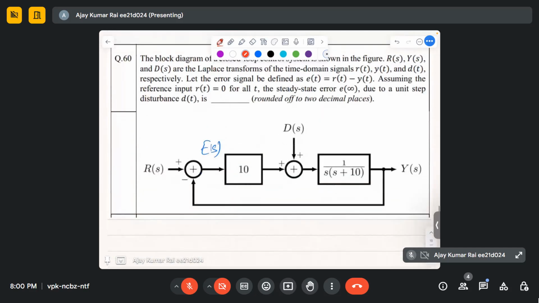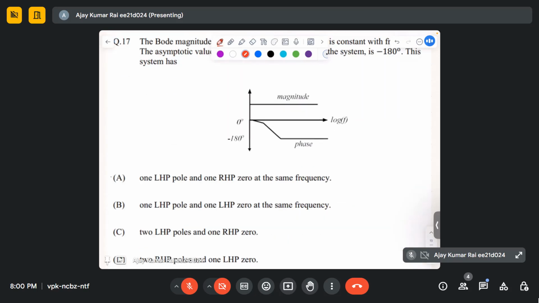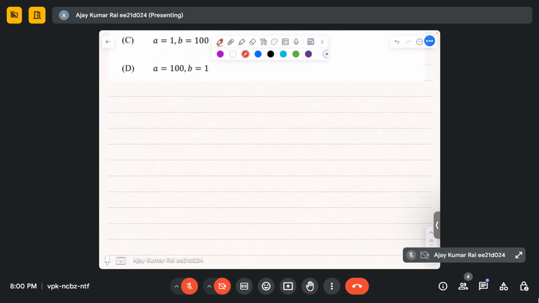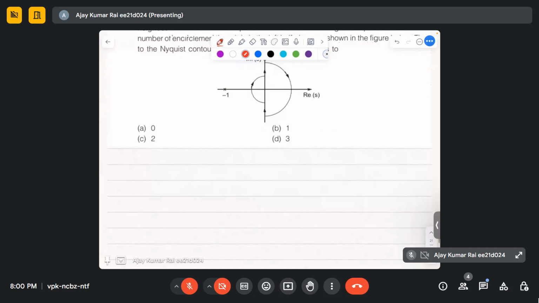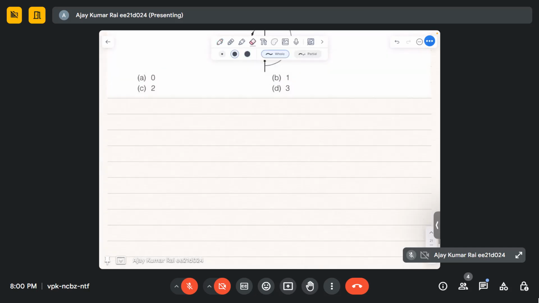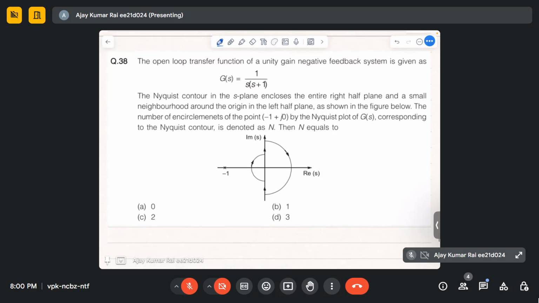Okay, time is there. Let me just do one more question, because other questions are very simple. This is, I think, the last question. This question I will do, the Nyquist plot question, because the others are very easy.